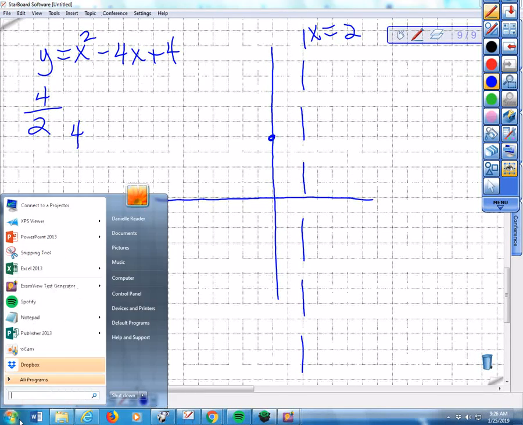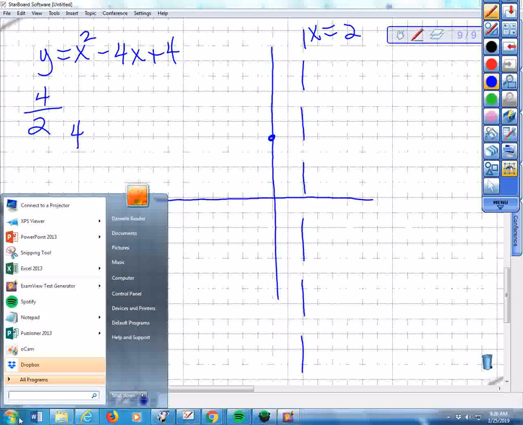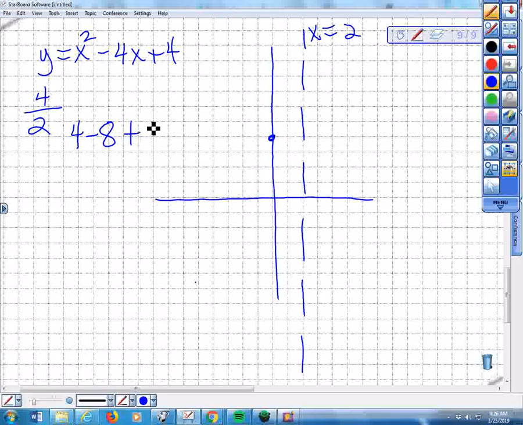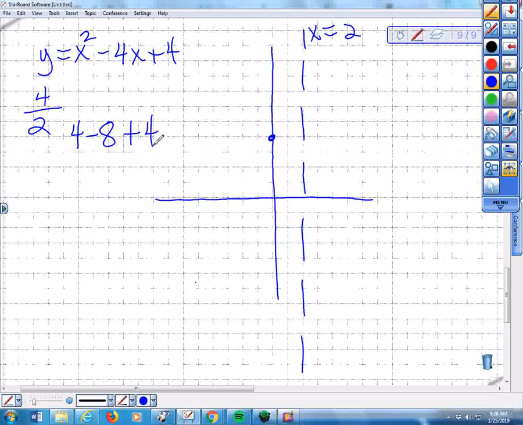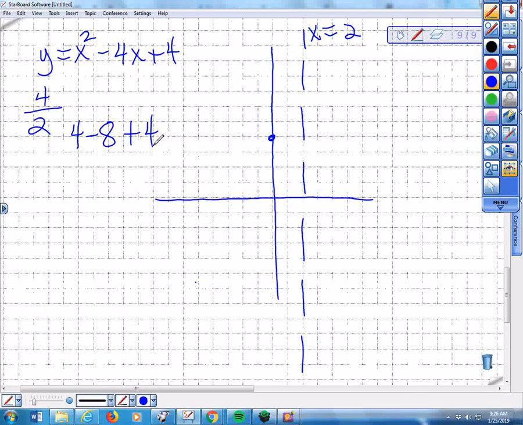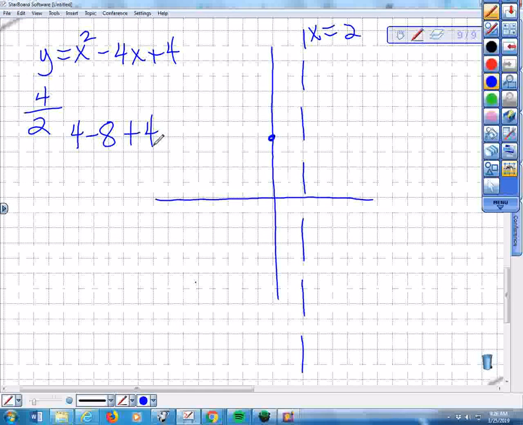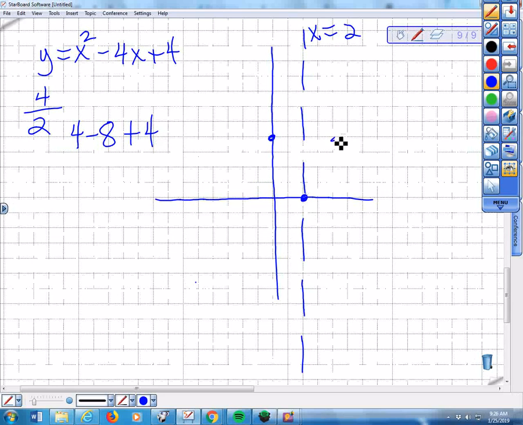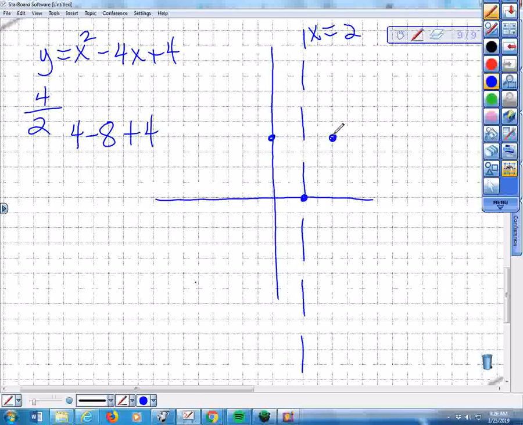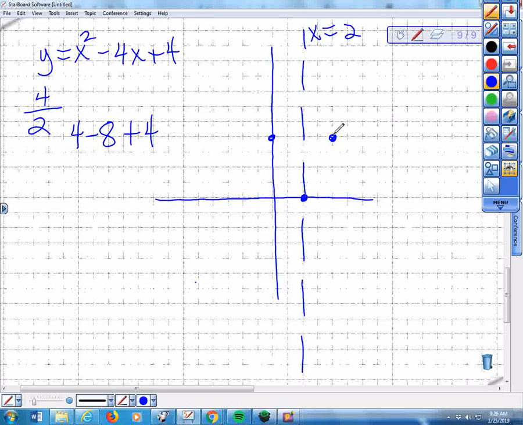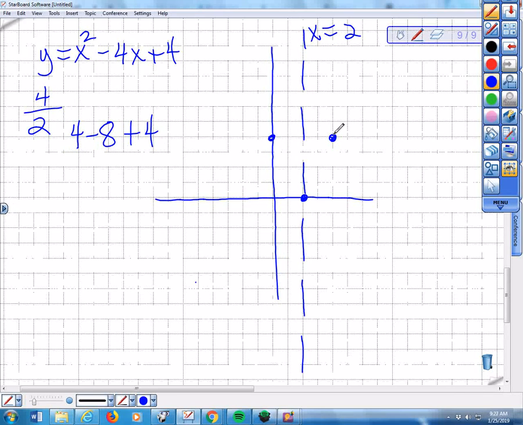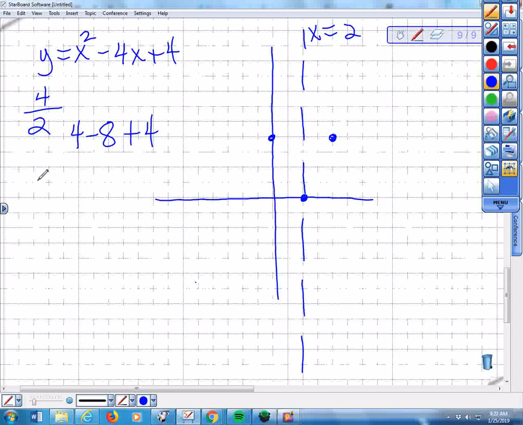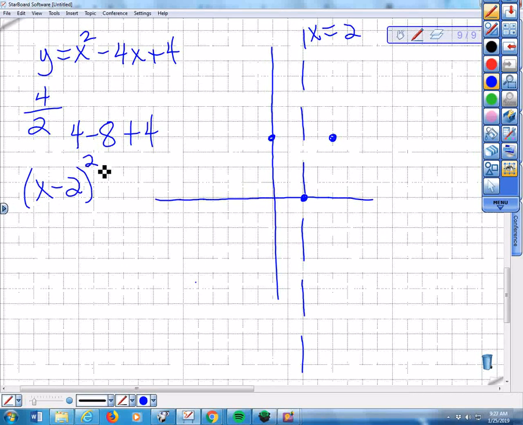4 minus 8 plus 4. That's 0, right? Yeah. Okay, so there's my vertex. My y-intercept I can just mirror over, so I now have 3 points. I need to find the zeros. Is this factorable? X squared minus 4x plus 4. Yes. Right?